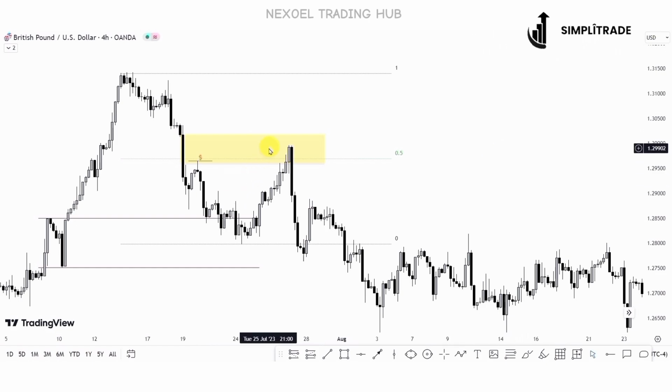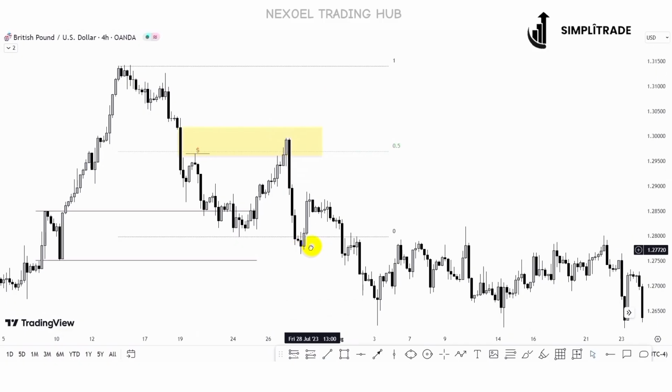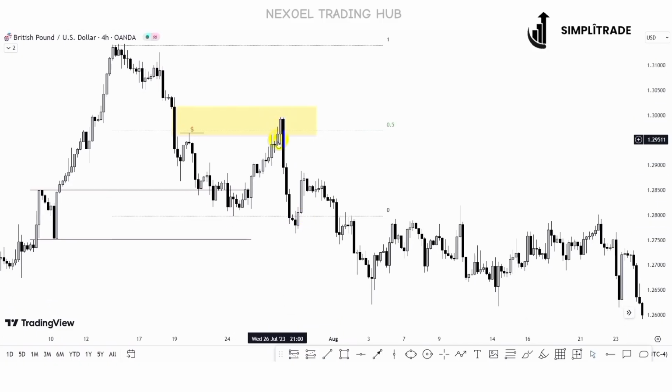So we can see the price return into the inefficiency. Price took out all the buy side liquidity, returned into the inefficiency that is within the premium price zone. And now we can see we have the rejection to the downside. So the next thing you're going to identify is that price gave us this bearish impulsive move to the downside and then took out this low point.